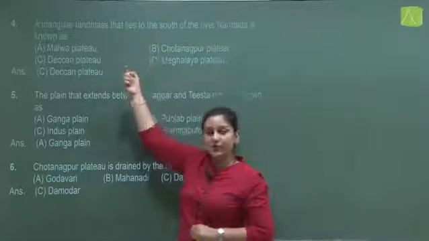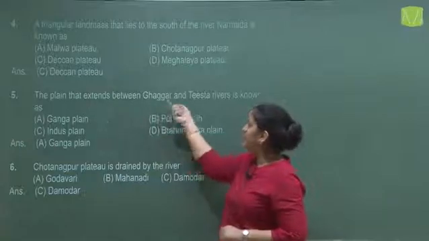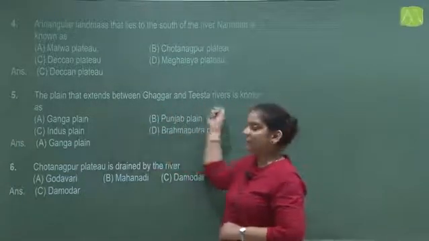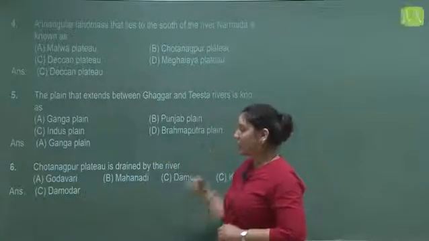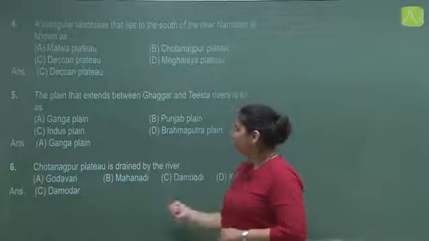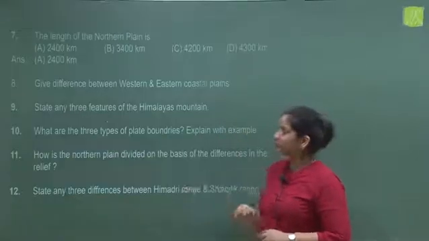Obviously, Malwa Plateau lies in the northern part. The plain that extends between Ghagar and Teesta river is known as the Ganga plain, as both of these are tributaries of river Ganga. Chota Nagpur plateau is drained by the river. You have to name the river. So, amongst the given options, Damodar is the correct answer.